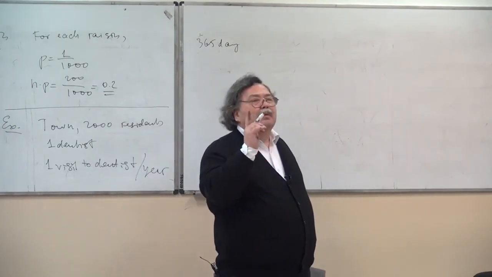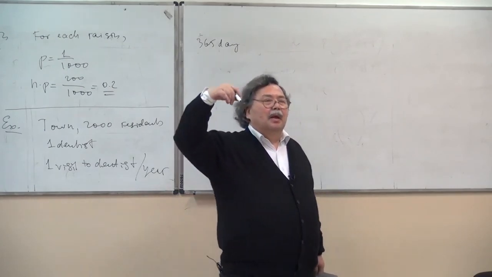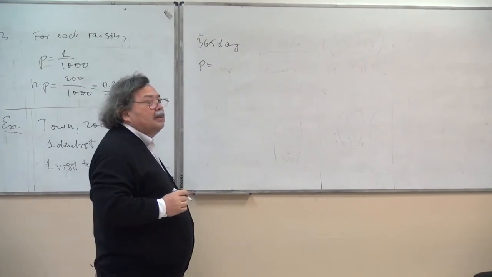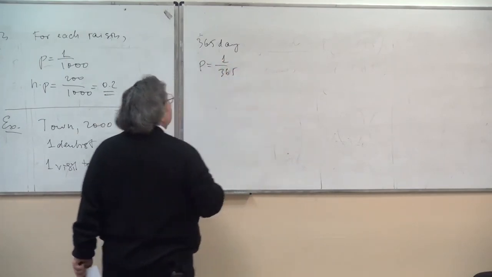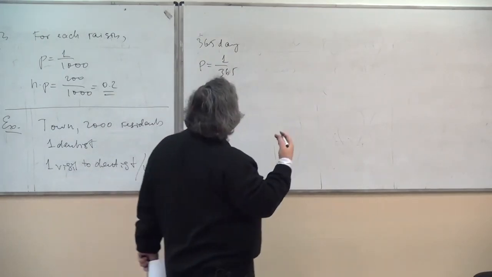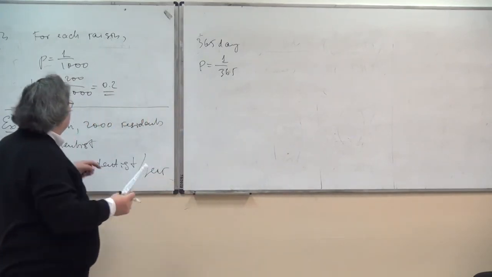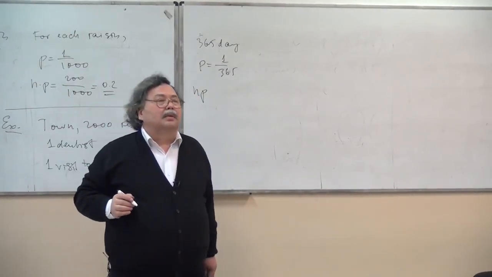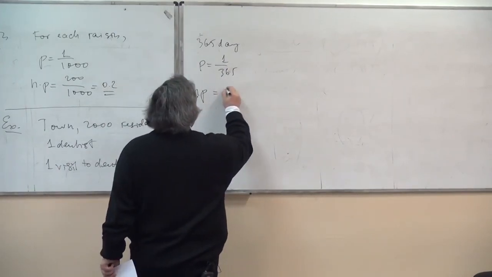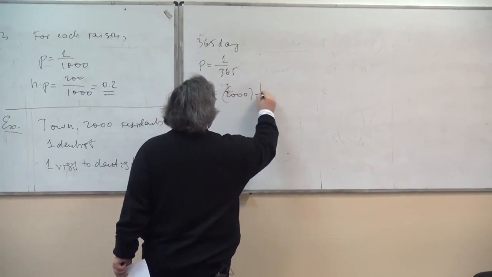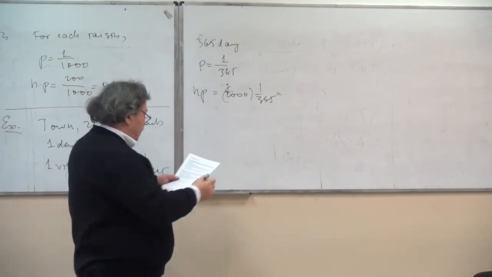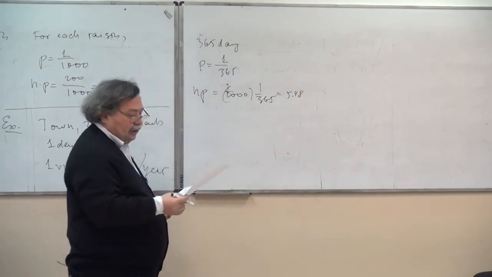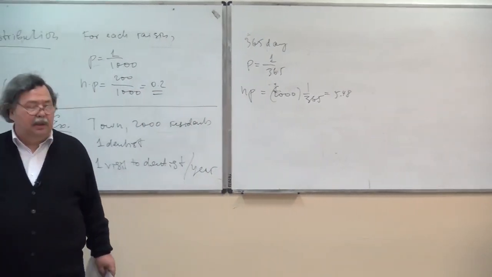So what's the probability for any individual resident of visiting the dentist on a given day? For any resident, it's 1/365, because the residents visit the dentist once a year, and there are 365 days. But the number of residents is 2,000. So n times p, which is the average number of visitors to the dentist per day, is 2,000 multiplied by this, and the numerical answer here is 5.48. So about 5.5 visitors per day can be expected.